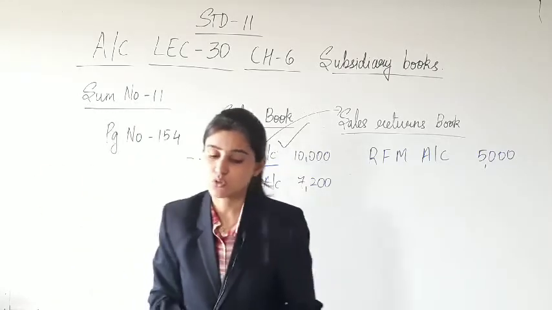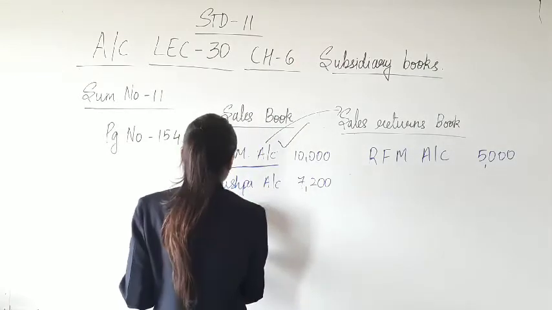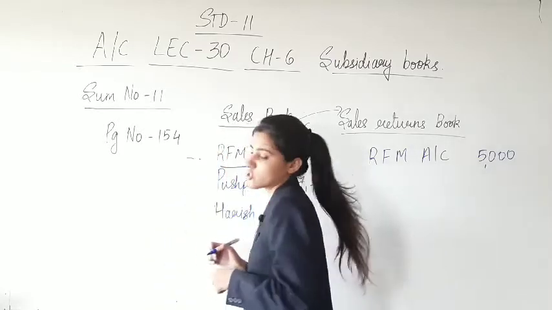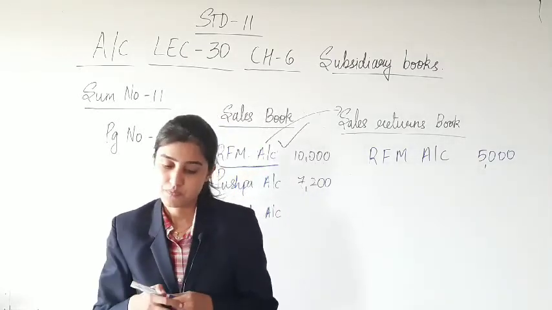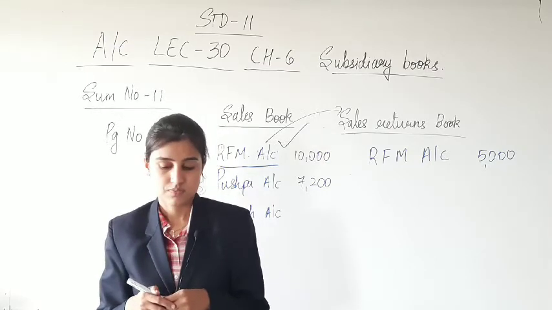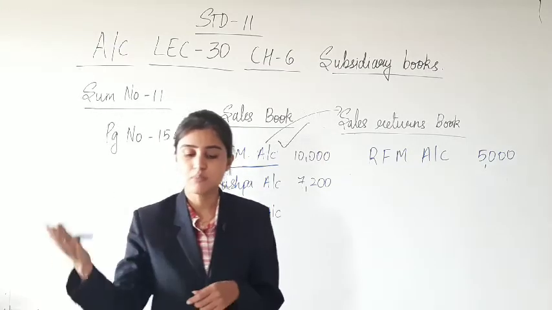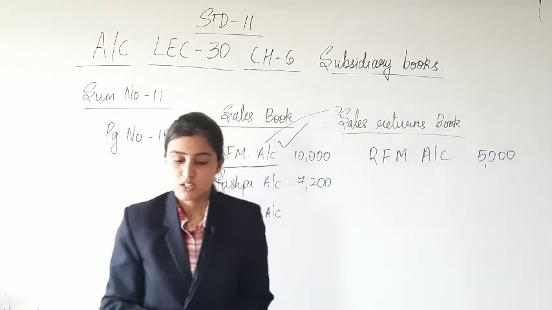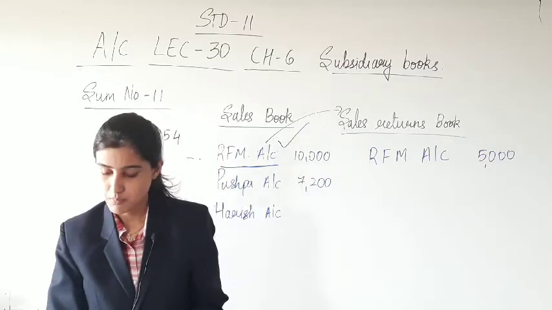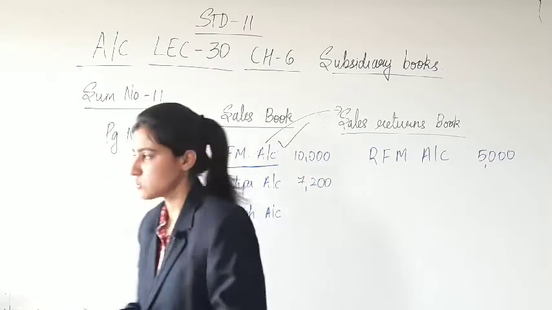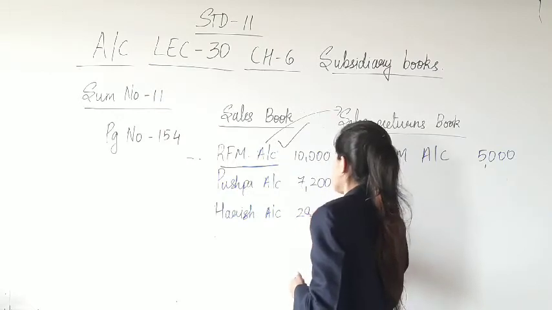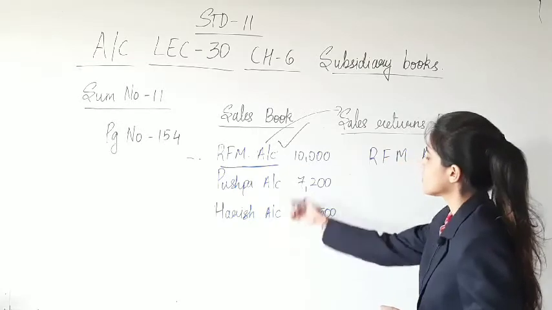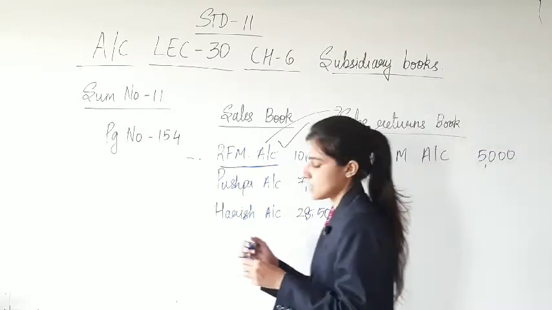Firstly, goods have been sold to Harish. So name of the party, name of the customer actually, Harish. Goods of rupees 30,000. So 30,000, 10% is 3,000 and 5% is 1,500. Yes, so 30,000 minus 1,500 trade discount, the net amount of goods is 28,500. So total receivable amount from Harish is 28,500.